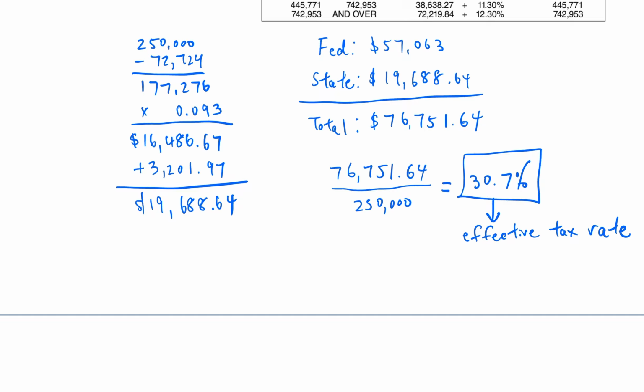So this is the true percentage tax that Miguel is going to have to pay. Hopefully you have a better understanding of determining tax from a tax table as well as a tax schedule and calculating the effective tax rate.